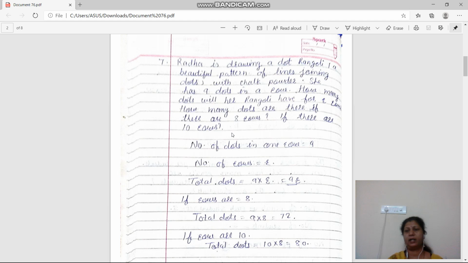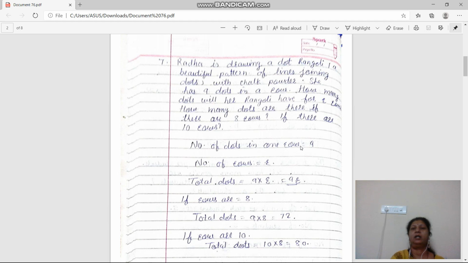If 2 dots are there and I make 10 rows, then 10 2s are 20 dots. Get it? Now first of all we see here Radha's rangoli. In Radha's rangoli, how many dots did she make in one row? 9 dots. If we consider Radha had drawn r rows, how many dots has she given? See here, the number of dots in one row is 9, and the number of rows is r. So total dots is equal to 9 multiplied by r, that is 9r. Understand?